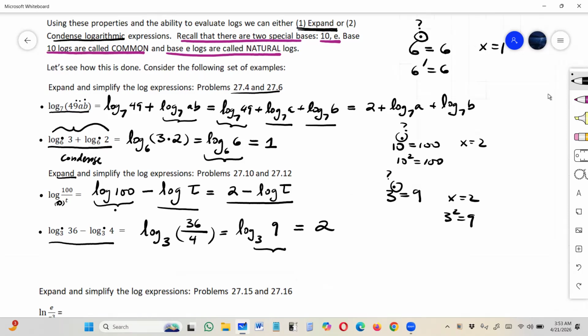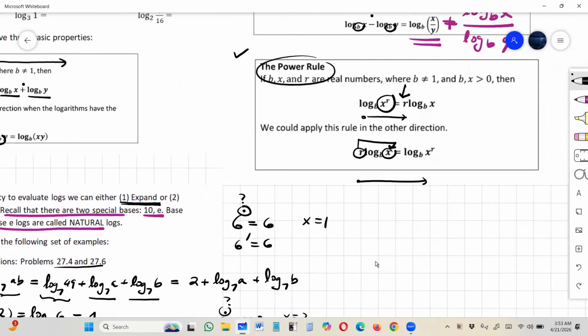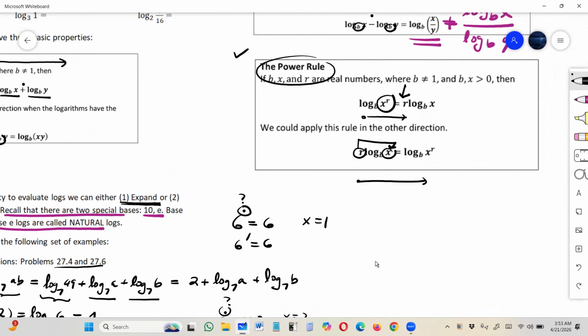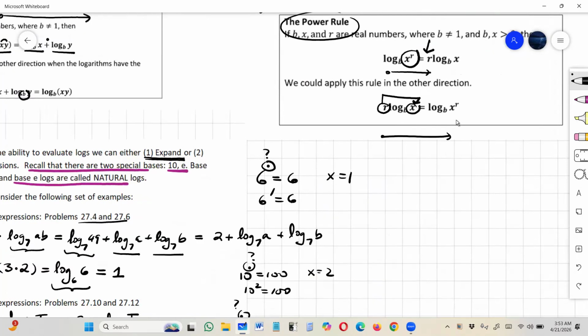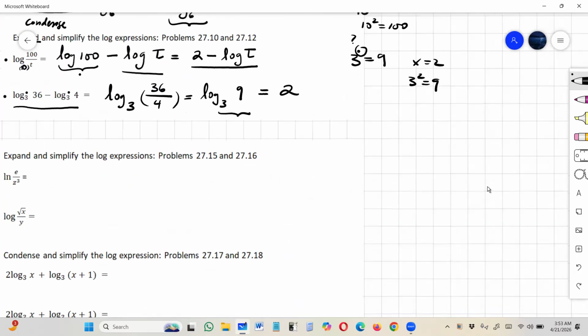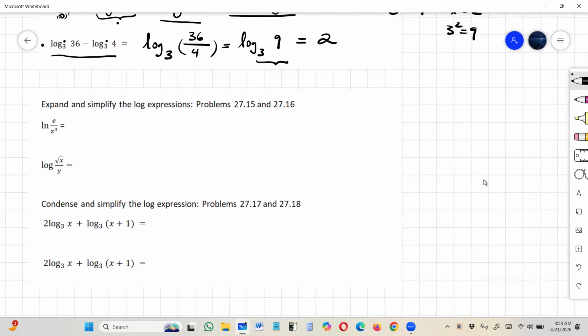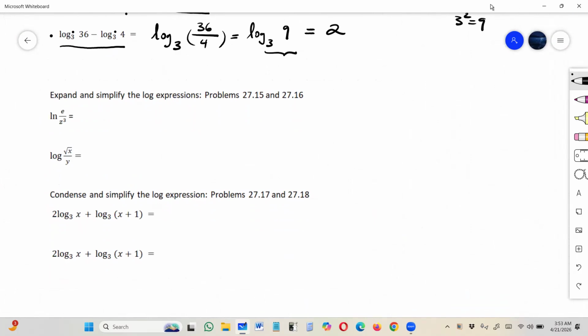Now, the last type of problem that we have to see is the one involving the power rule, right? When you have a log of something that has an exponent in there, or the exponent r is in front. Okay, so let's take a look at those examples. They are here in your textbook. Let's see those. We'll do the first one.